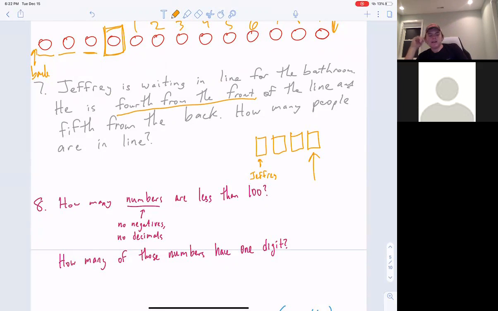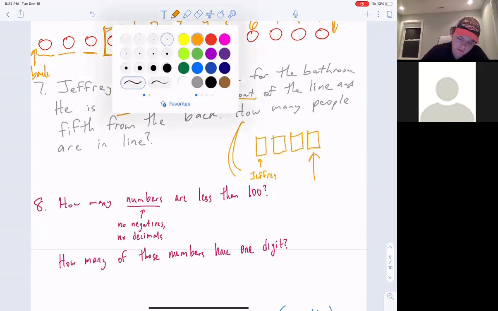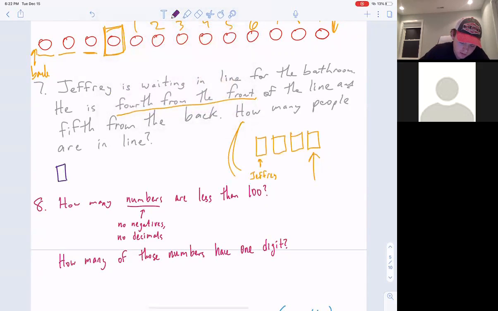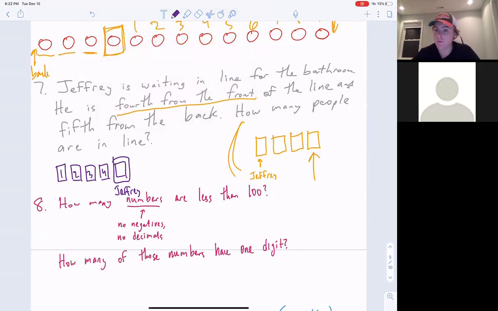It also says that he's 5th from the back of the line. Okay. Well, what does that mean? If he's 5th from the back of the line, how many people would be behind him in line, right? If we draw the back of the line, and let's ignore this for now, there's 1st all the way at the back, then 2nd from the back, 3rd from the back, 4th from the back, and 5th from the back is supposedly Jeffrey. So if we look, there should be 1, 2, 3, 4 people behind him.